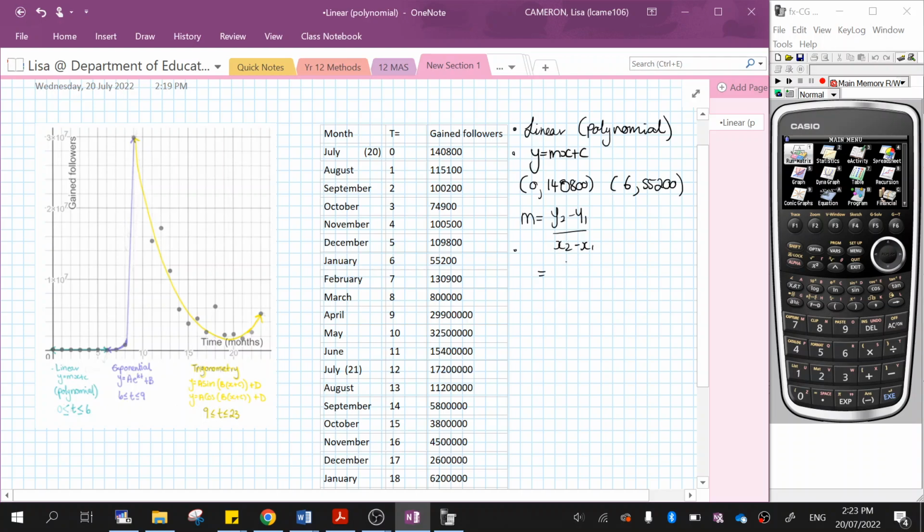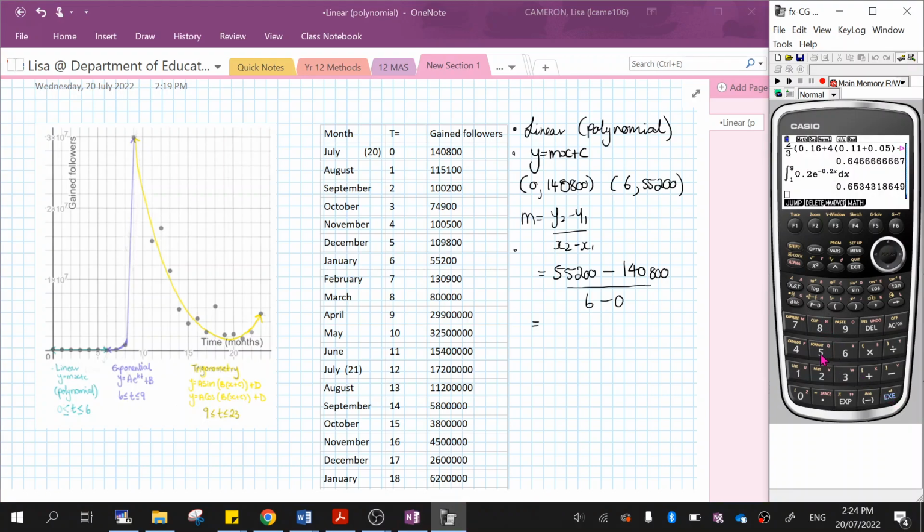Okay, so to calculate our gradient, that is rise over run, or y2 minus y1 over x2 minus x1. So here we would have 55,200 minus 140,800 all over 6 minus 0. Okay, so let's go over here and execute in our calculator. We're just going to punch this in.